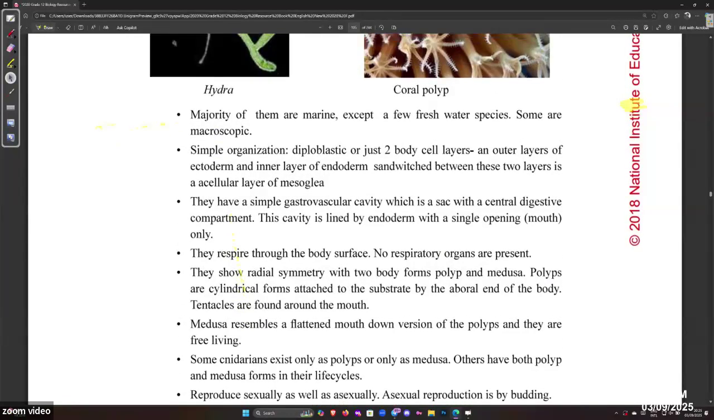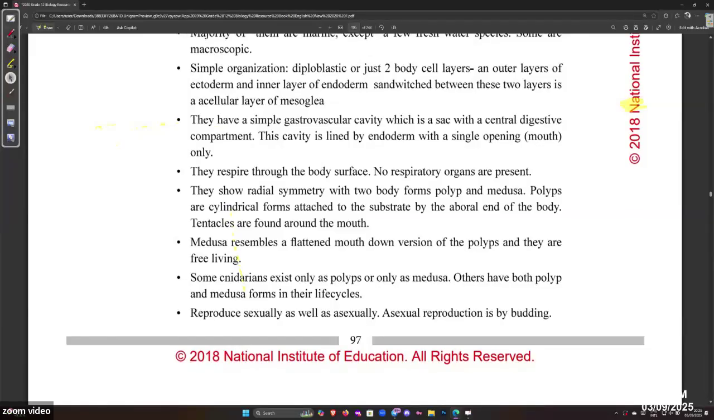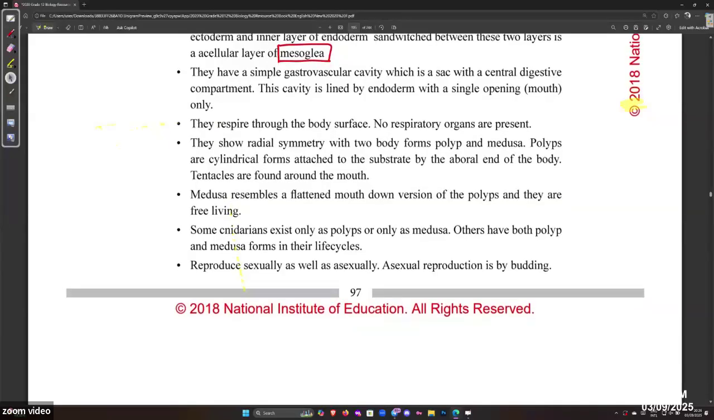Right? The majority of them are marine. Simple organization, diploblastic. The outer layer is ectoderm and the inner layer is endoderm. Sandwiched between these two layers, mesoglea is present. Okay, forgot to mention that. Mesoglea, the layer present in between, is a non-cellular layer. A simple gastrovascular cavity is present, and this cavity is lined by endoderm. They respire through the body surface. That means they don't have anything special.